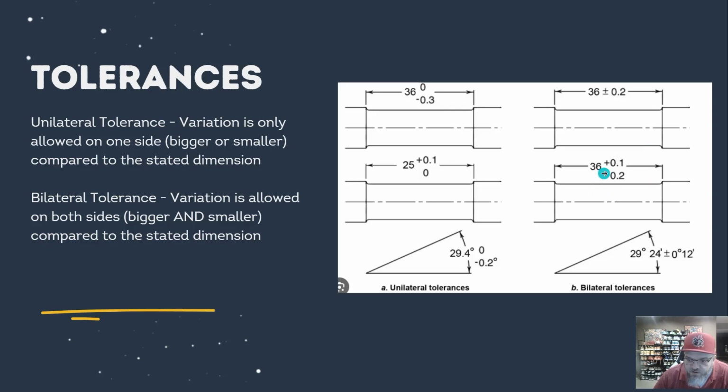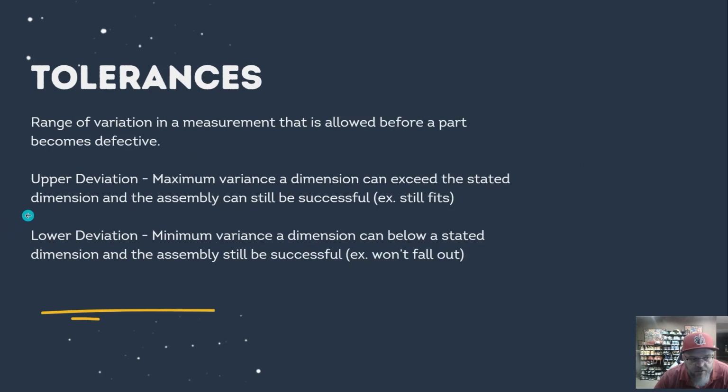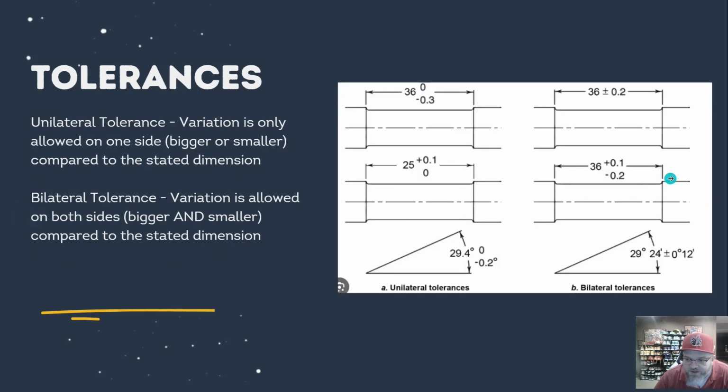Your other flavor of a bilateral tolerance is when it's not the same number. So in this case, 36 plus 0.1 all the way down to 36 minus 0.2. So you could have 36.1 all the way down to 35.8. You'd still be within tolerance. Your part would still work.